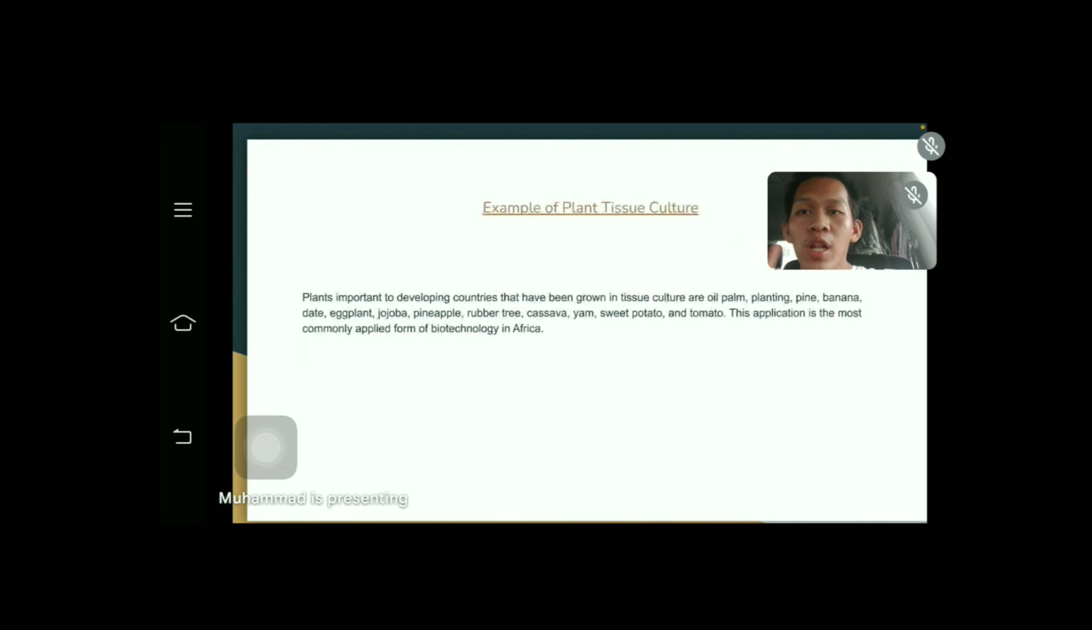So these are examples of plant tissue culture. Plants important to developing countries that have been grown by tissue culture are such as oil palm, plantain, pine, banana, date, and jojoba, as well as eggplant, pineapple, and more. This application is the most commonly applied form of biotechnology in Africa.